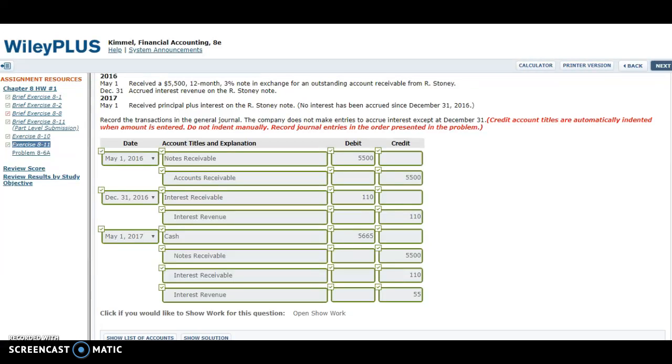Okay, hello everyone. So, this is exercise 8-11. You're going to start with, it says record the transactions in the general journal.